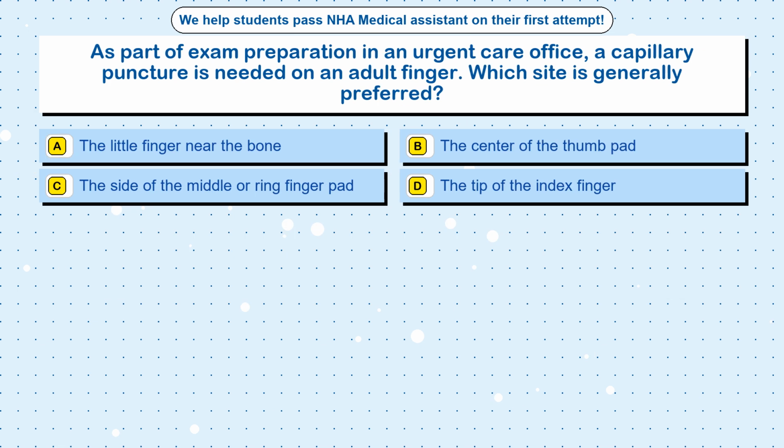Question 20. As part of exam preparation in an urgent care office, a capillary puncture is needed on an adult finger. Which side is generally preferred? Option A, the little finger near the bone. Option B, the center of the thumb pad. Option C, the side of the middle or ring finger pad. Option D, the tip of the index finger.